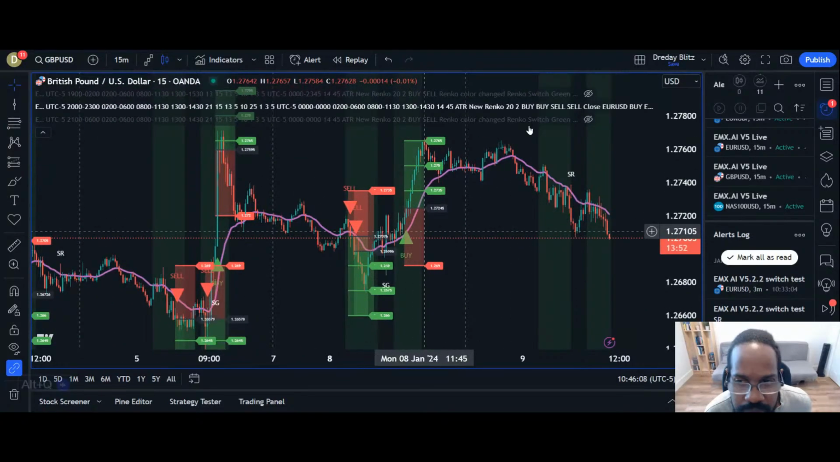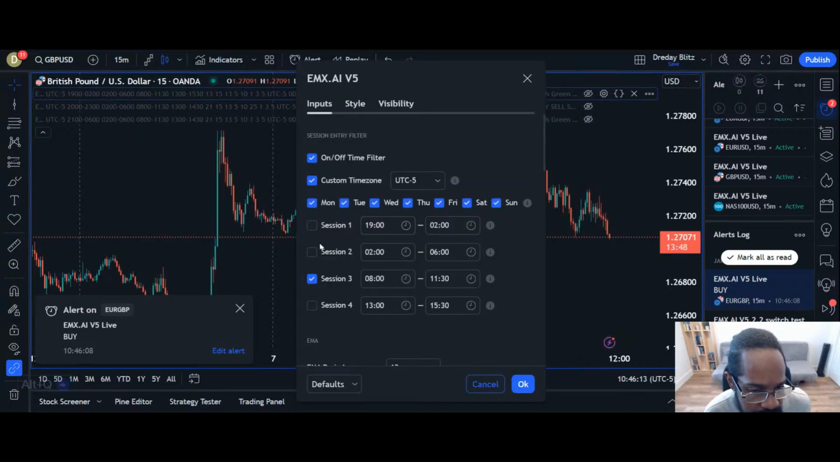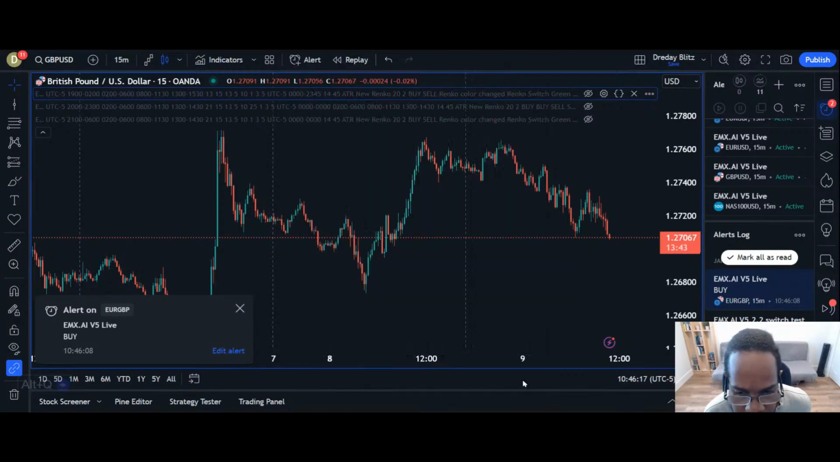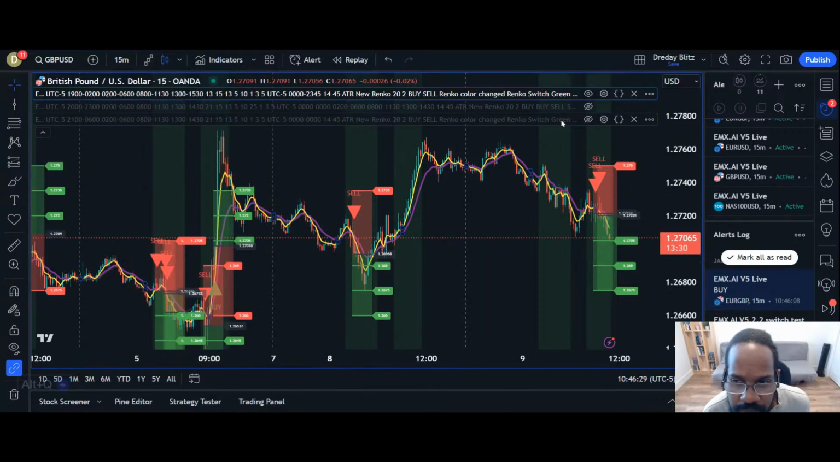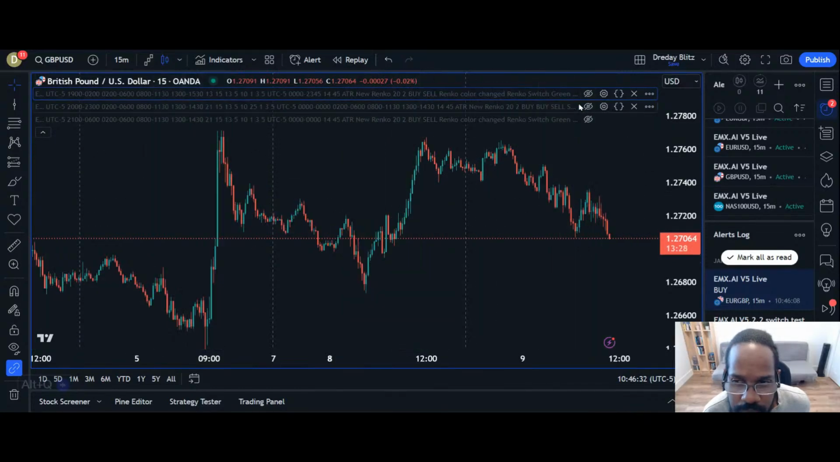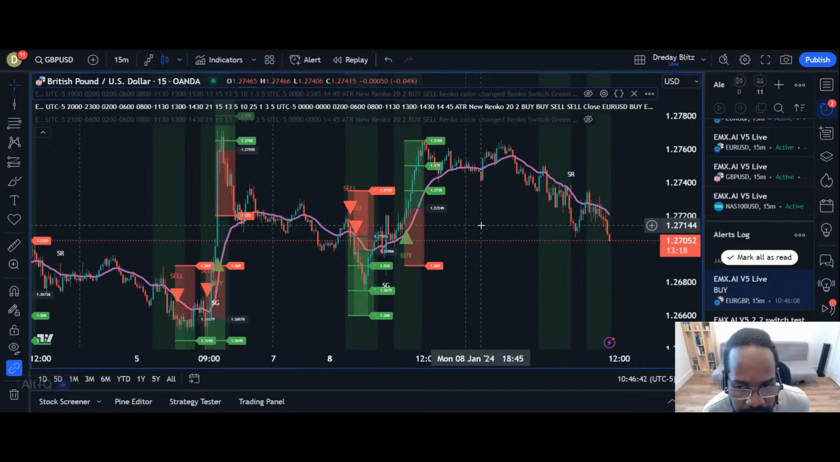And as you can see, we go back on the settings here. You see, there was a sell. Yesterday there was a sell, but it reversed on you, right? But on the new indicator, you had a sell and then you had a buy. And that buy hit TP3.